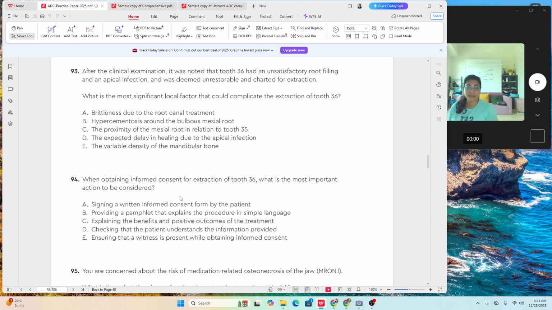Providing a pamphlet that explains the procedure in simple language, okay, but it doesn't mean that the entire information has been understood by the patient. Explaining the benefits and positive outcomes of the treatment, that forms a part of the consent. Ensuring that a witness is present while obtaining informed consent. That is an additional advantage, honestly, but not always a witness would be present.